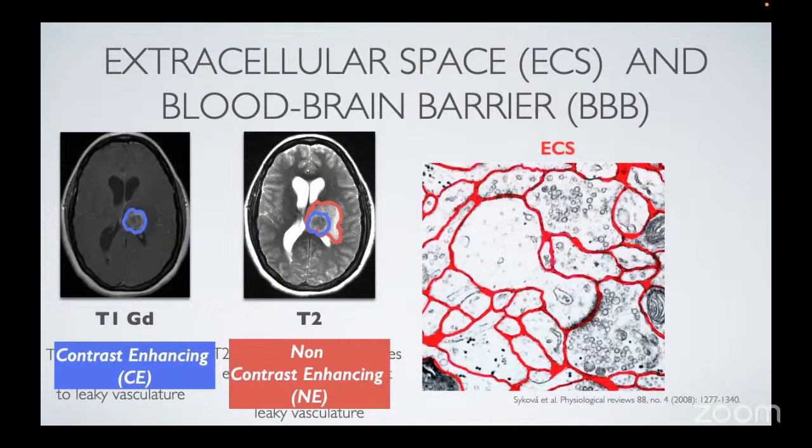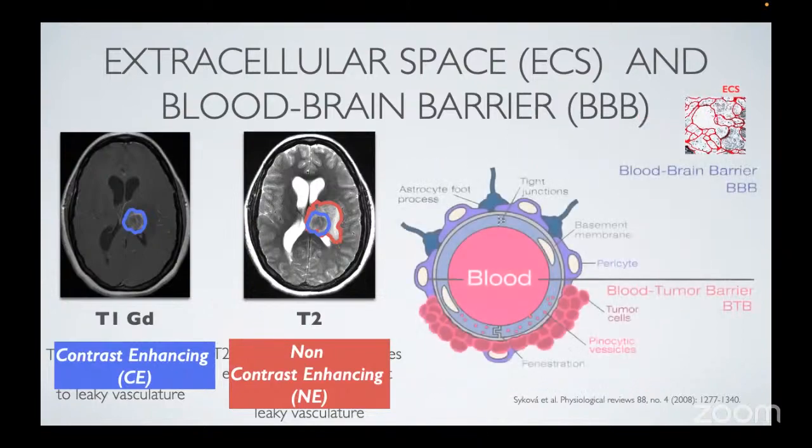Within these regions, we have a lot of tumor cells and we have extracellular space. This is a micrograph showing in red where the extracellular space is. Even though it's a really small region in between the cells, because it's so pervasive throughout, it makes up about 25% of the volume in the normal brain. And so when edema is introduced, it's increasing that beyond.